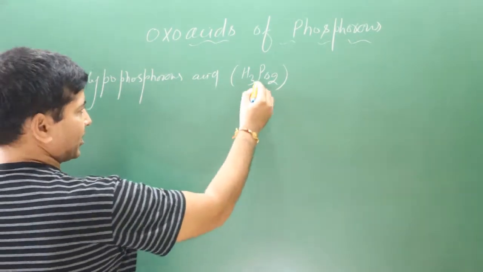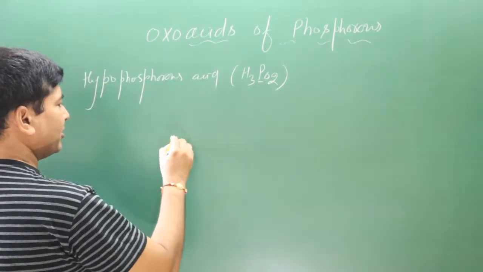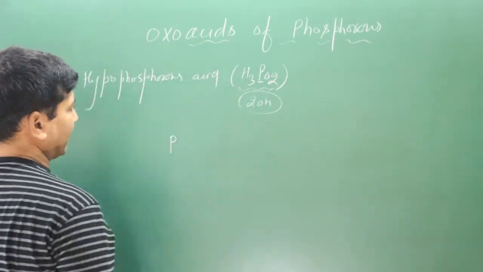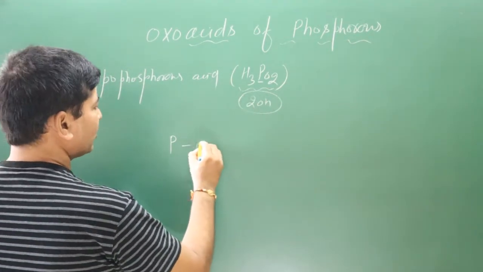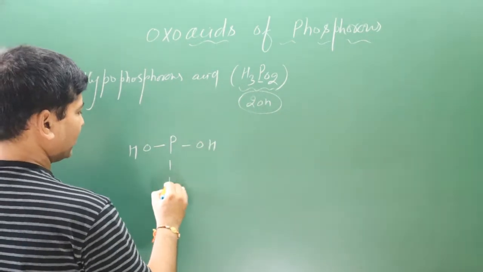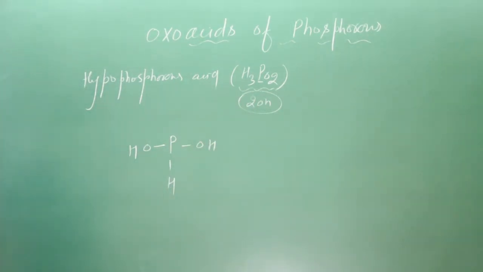Now we draw the structure. Phosphorus is the central element. You make the OH pair. How many OH pairs are possible? 2 OH pairs. Attach these OH pairs to the central element. Okay. Now we are left with one hydrogen. We also attach this hydrogen to the central element.